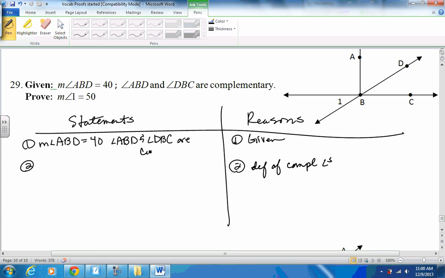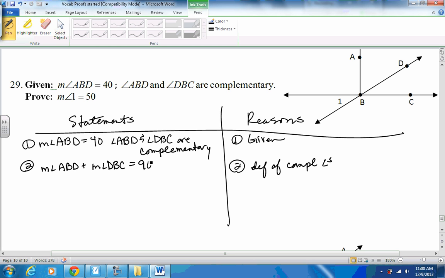Actually, I never finished writing the given up there. So they told us we had a couple angles that are complementary. Well, then that means their measures are going to add up too. So the measure of angle ABD plus the measure of angle DBC are going to add up to a total of 90 degrees. So we say that.